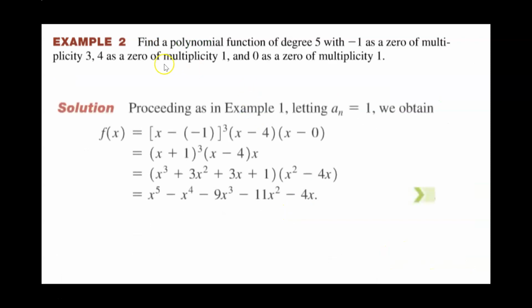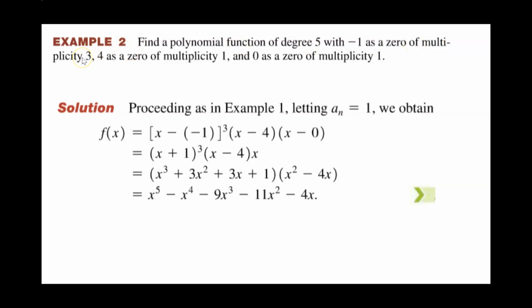So for this one here, find the polynomial function with a degree of 5. So again, if it has a degree of 5, how many answers do we have? We should have 5 answers. So here we have -1 as a 0. So this is going to be our first 0, -1, and it has a multiplicity of 3.